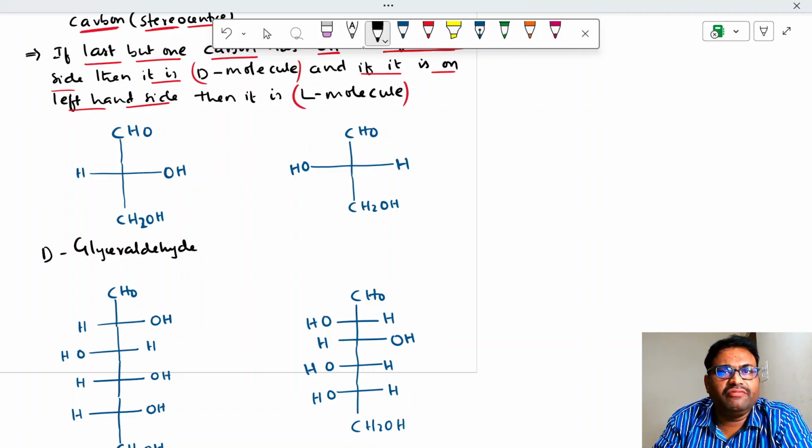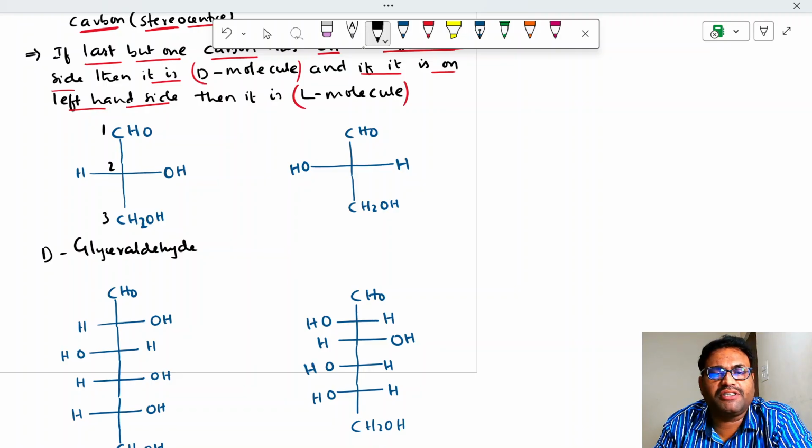That means here, when you number this compound, for the purpose of naming a IUPAC name, we number the parent chain, right? In numbering the parent chain, we select the parent chain containing the functional group. Here functional groups are there. What functional group? One is aldehyde, another is alcohol. So aldehyde will have more priority. So 1, 2, 3. What is the last carbon atom? Third carbon atom is the last carbon atom. Last but one carbon atom is the second carbon atom.